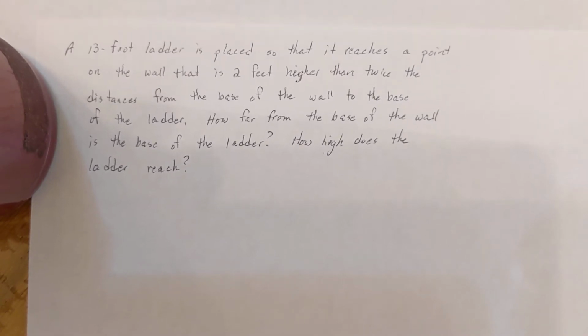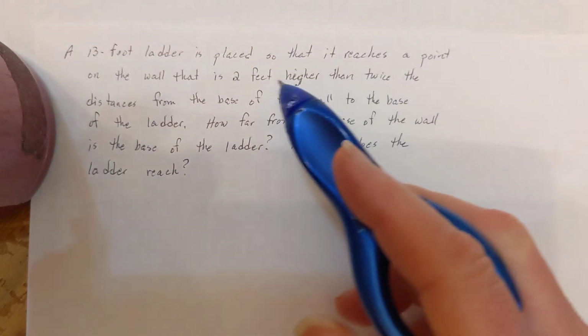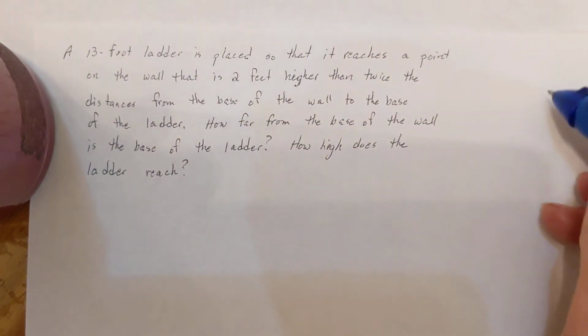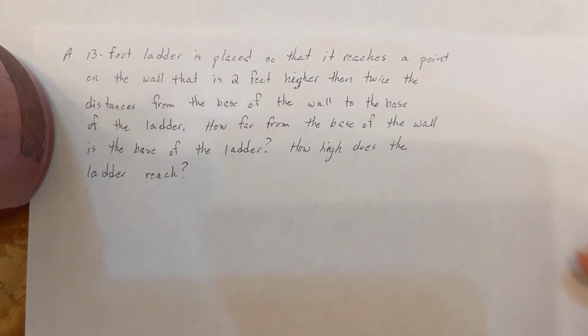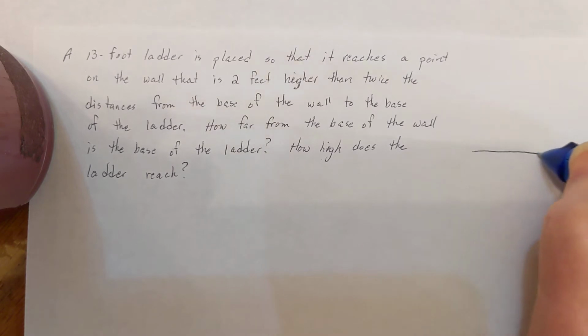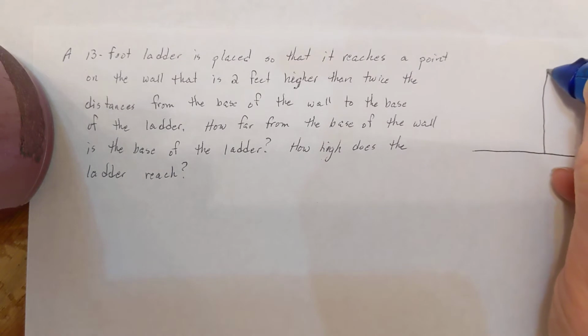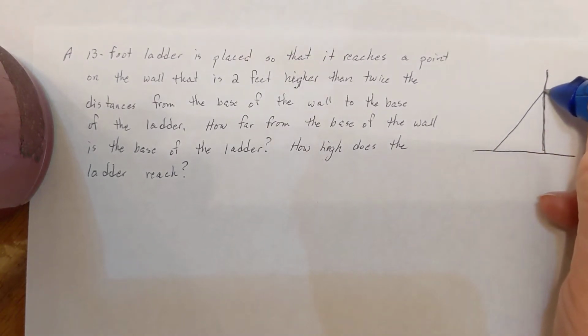Now, the first thing I'm going to do with this problem is I'm going to draw a picture. So I've got a 13-foot ladder. It's leaning up against a wall, and I have to figure out how far up the wall it reaches and how far from the base of the wall the base of the ladder is. So I've got myself some level ground. I've got myself a building. It's straight, sorry. And I've got a ladder leaning up against the wall.